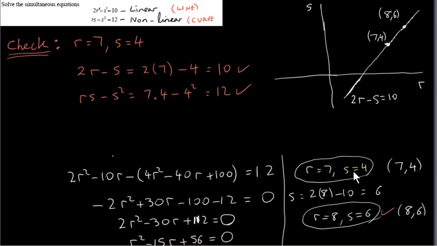Now we could write our pair of numbers as a point. The first number in the pair is r. Well, it doesn't have to be r, we could make it s, but I've decided to make it r. The second number in the pair I'm calling s. So when r is 7, s is 4. When r is 8, s is 6. We can write as the point 8, 6.